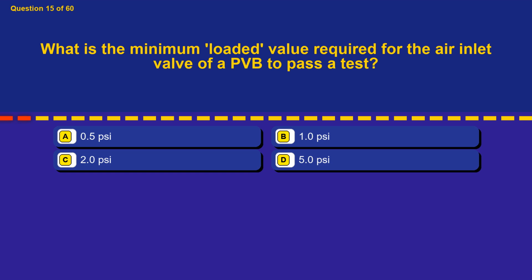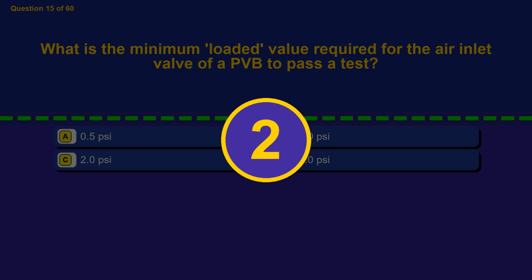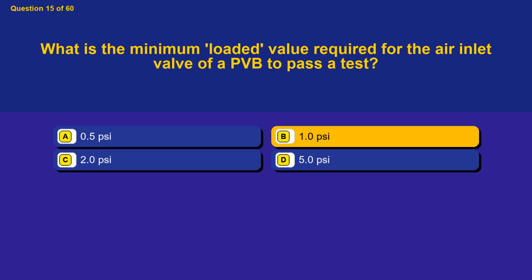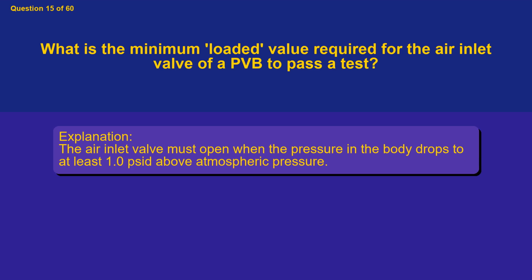Question 15. What is the minimum loaded value required for the air inlet valve of a PVB to pass a test? Option A is 0.5 psi. Option B, 1.0 psi. Option C, 2.0 psi. Option D, 5.0 psi. The correct answer is option B, 1.0 psi. The air inlet valve must open when the pressure in the body drops to at least 1.0 psi above atmospheric pressure.